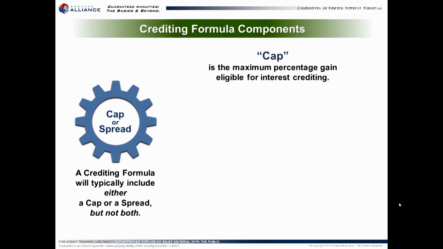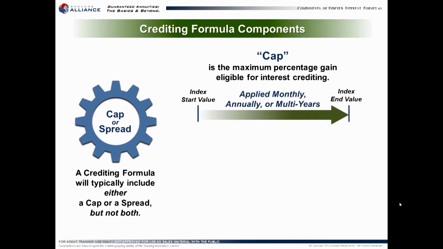Let's take a look at it. We'll start with the cap. Pretty simple concept. The cap is simply the maximum percentage gain eligible for interest crediting. That can be applied monthly, annually, or at the end of several years, again depending on what the crediting period is that's being used for the particular strategy.